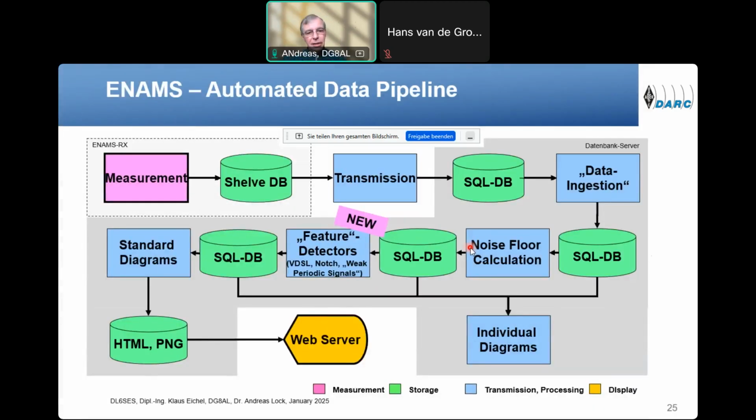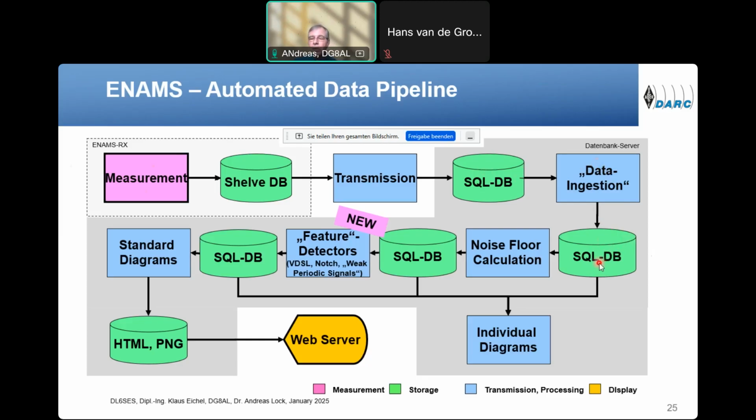So if the data is calibrated, we can then generate the spectra, which is shown here in this diagram. This diagram shows the automated data pipeline we use for ENAMS. You have the measurement here, and the measurements of 1 hour, 6 measurements, are put in a small database file, which is then transferred to the main server in the so-called input table, database table. Then we check the data, if the data is plausible and complete. And if this is the case, the data is taken over to the main DB here.